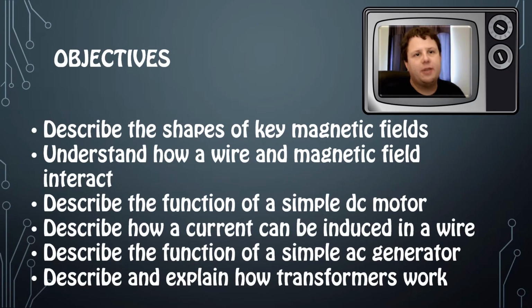Okay, so our objectives then. We've got 6 objectives from this unit. You need to be able to describe the key magnetic fields. You need to understand how a wire and a magnetic field interact. Use that to describe the function of a DC motor. Describe how a current can be induced in a wire. Describe the function of a simple AC generator. And then describe and explain how transformers work, which basically brings in everything that we've done in this unit.